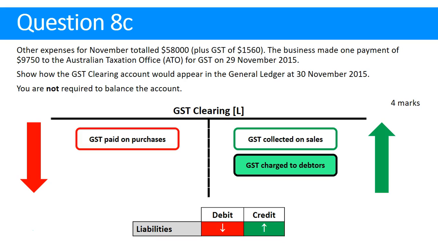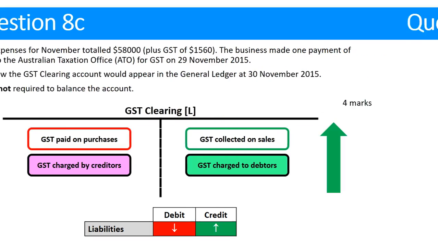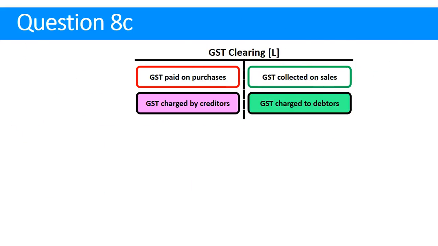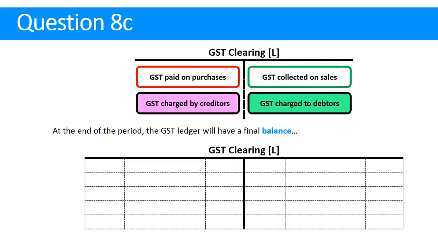The other way our GST clearing liability will go up is when we charge GST to our debtors on credit sales. And the opposite of that would be when we get charged GST by our creditors, that will decrease our liability. What we need to remember though is that that's not everything that could happen. We could end up at the end of the month with a final balance that's not zero.